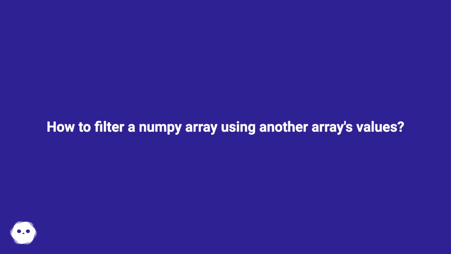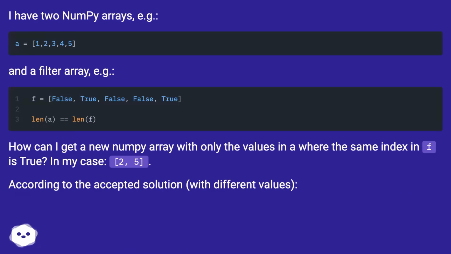How to filter a NumPy array using another array's values. I have two NumPy arrays, e.g., a and a filter array, e.g., f. How can I get a new NumPy array with only the values in a where the same index in f is true? In my case, 2, 5, according to the accepted solution with different values.